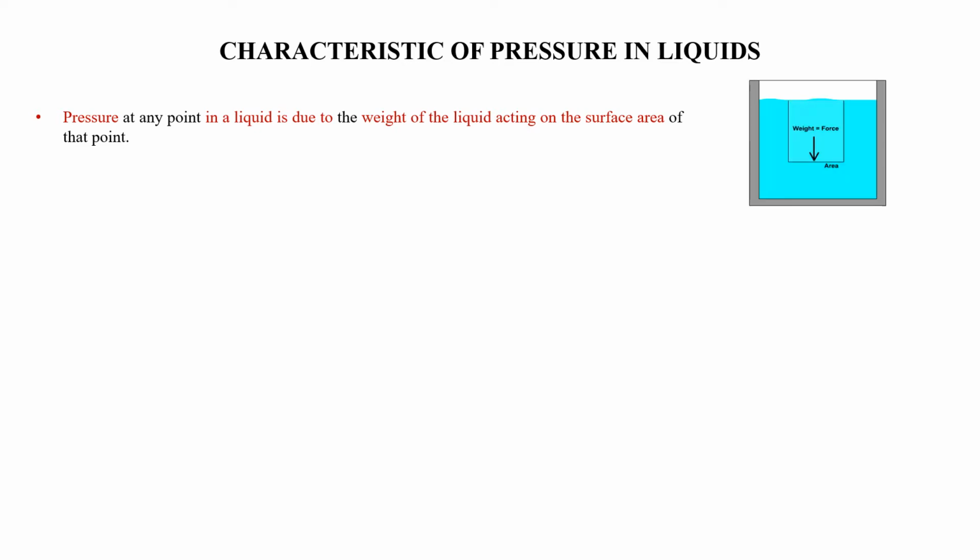Characteristic of pressure in liquid. Pressure at any point in a liquid is due to the weight of the liquid acting on the surface area of that point. As shown in the figure, there is a surface area inside the liquid and the pressure on that surface area is due to the weight, which is actually a force acting on that surface area.